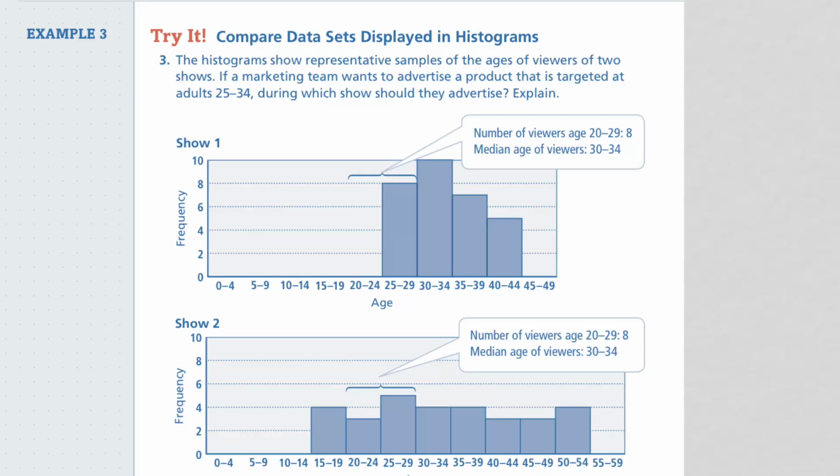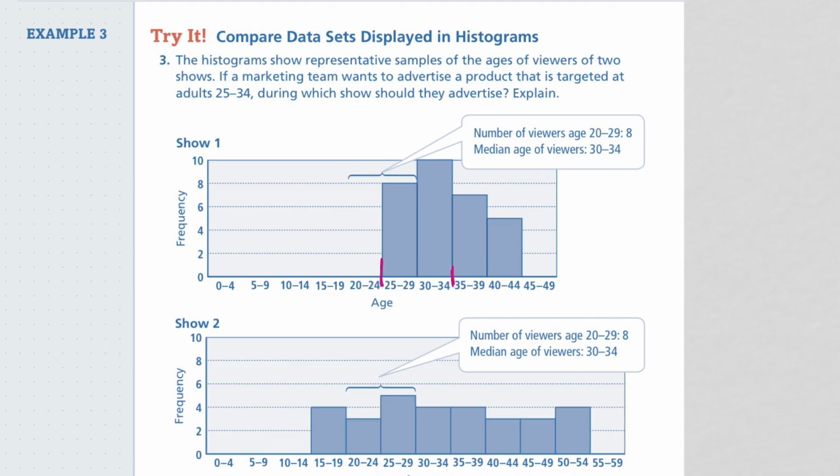Compare data sets displayed in histograms. Now keep in mind that the histograms give me the frequency, so I am going to be paying attention to the frequency, and then I'm going to pay close attention also to the intervals. It says the histograms show representative samples of the ages of viewers of 2 shows. So we have show 1 and show 2. If a marketing team wants to advertise a product that is targeted at adults between the ages of 25 and 34, during which shows should they advertise? And then they want me to explain. We're focusing on the ages between 25 and 34. So those are the intervals I'm going to be focusing on.